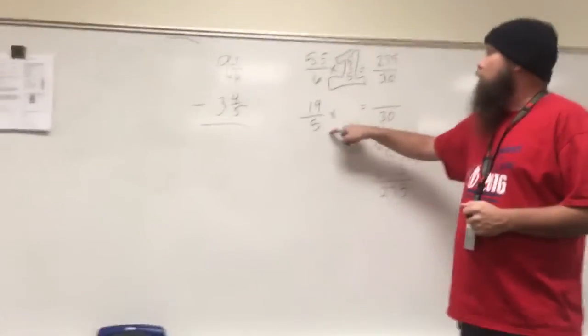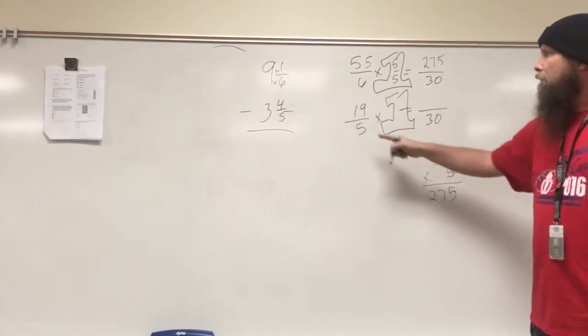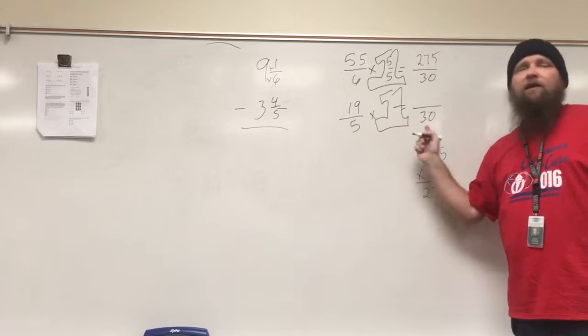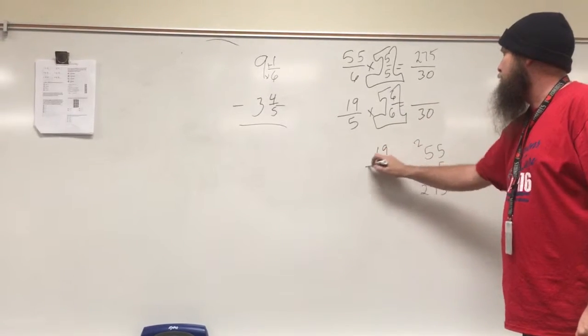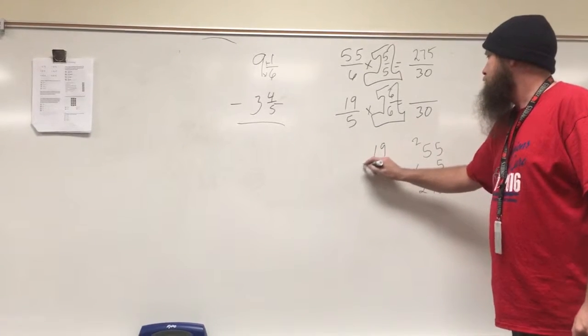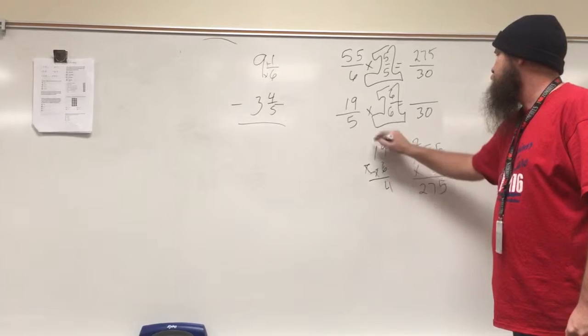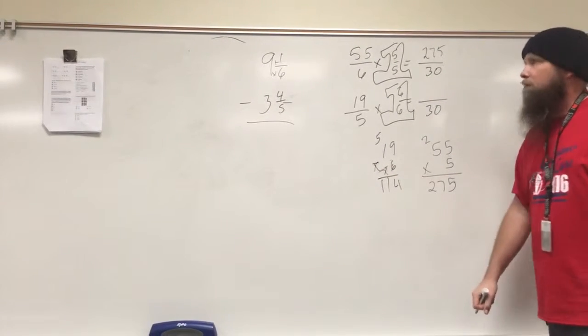Okay? And what am I multiplying? Well, then why aren't you paying attention? What did I multiply by 5 to get 30? 6. So I have 19 times 6. 19 times 6, 54, 4, 5, 6, 7, 8, 9, 10, 11. So I have 114.